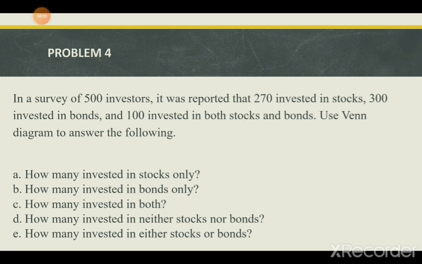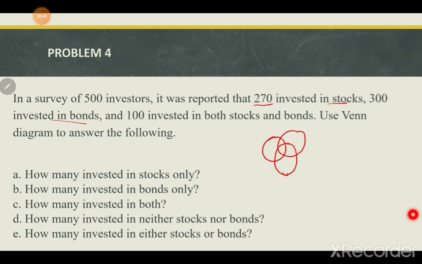So, there are 500 investors, remember? May 500 investors tayo. So, may 270 daw ang nag-invest sa stocks, 300 ang nag-invest sa bonds, and 100 invested in both stocks and bonds. Ang 270 is the total of all people who invested in your stocks, and your 300 is the total of people who invested in your bonds. So, pag dinowing natin yan, ito yun. So, tatlo yan, ha? Since Venn diagram yan, tatlo yan.